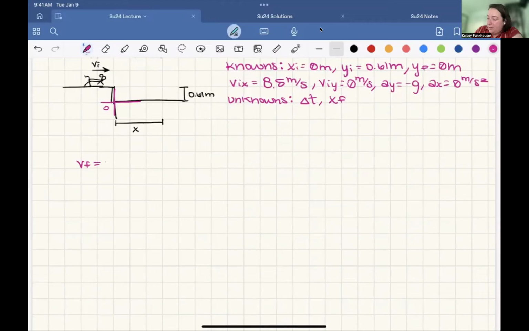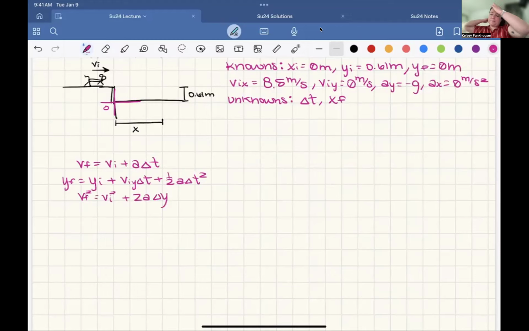But I'm just going to write all the equations in Y, and we'll go through those with what we have. Y final equals Y initial plus V initial Y delta T plus 1/2 A delta T squared. And then we have V final squared equals V initial squared plus 2A delta Y. Okay, so let's go through what we know and don't know.